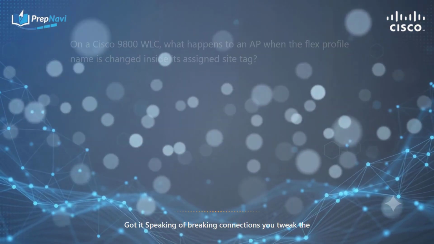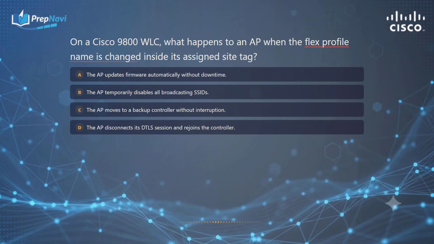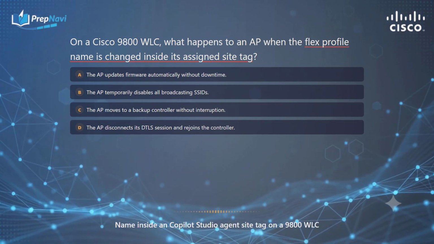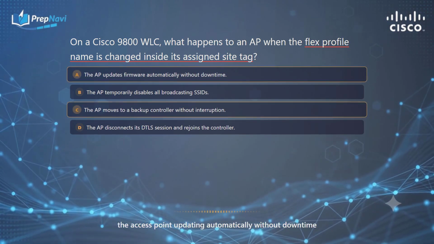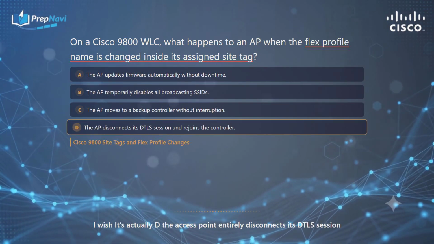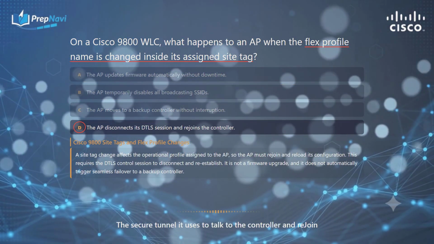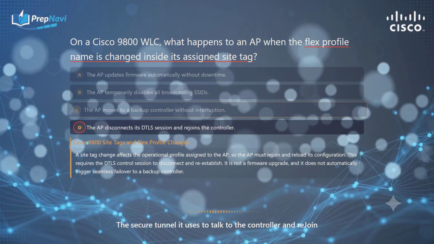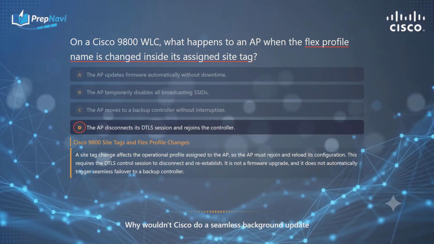Got it. Speaking of breaking connections, let's say you tweak the access points locally, like changing a flex profile name inside an assigned site tag on a 9800 WLC. Modern controllers are pretty sleek, so option A, the AP updating automatically without downtime, makes total sense. I wish. It's actually the AP entirely disconnects its DTLS session, the secure tunnel it uses to talk to the controller, and rejoins. Hold on, it just drops. Why wouldn't Cisco do a seamless background update?